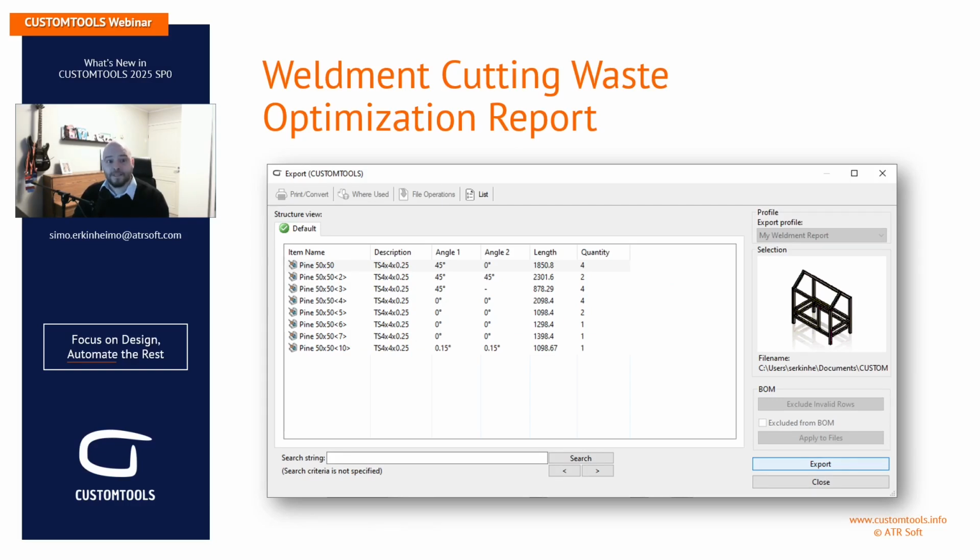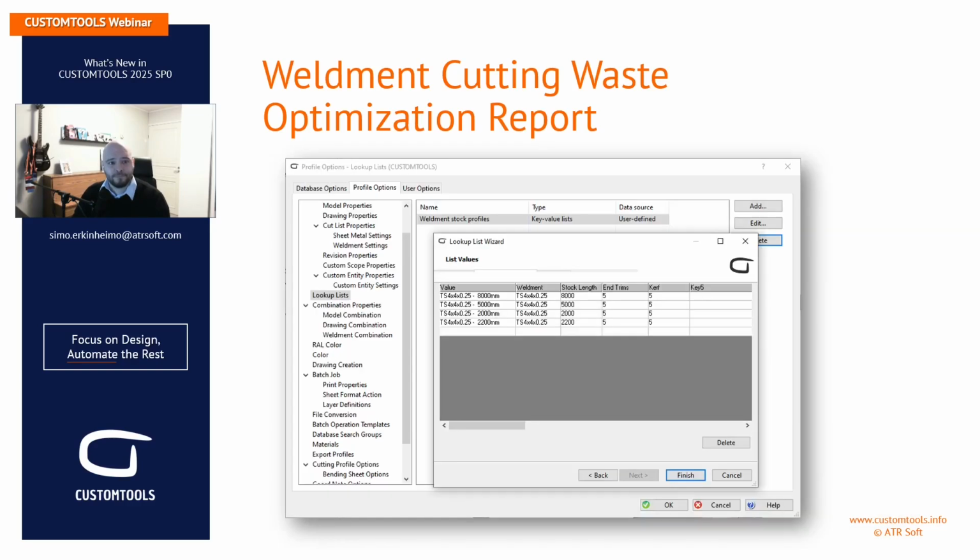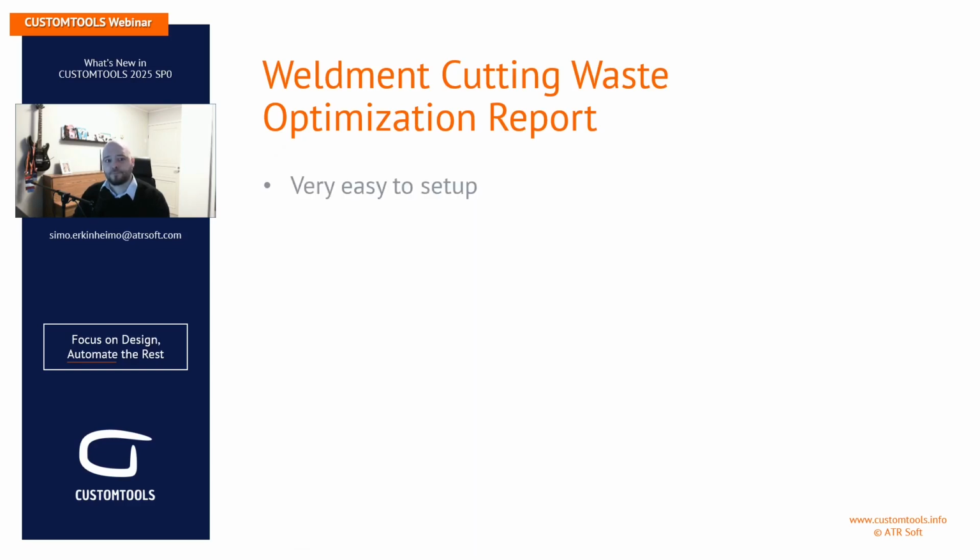Once done, that's it. You and your whole team can now export that report of these particular weldment profiles. Whenever a new profile is encountered, that's again a red line for which the Create Missing Profile feature can be used. To further maintain the available stock profiles, you can access the Weldment stock profiles lookup list that is also automatically created and used by this report. So it's very easy to set up.